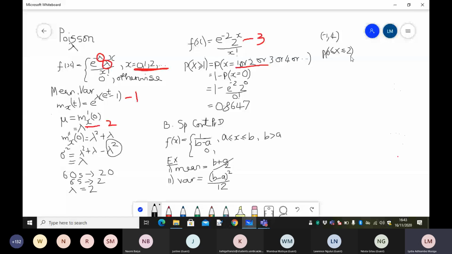Okay, so first of all, let us find the PDF, f of x. As long as we know the interval, then we know that it will be given by 1 over b minus a, where b is greater than a. So this will be equal to 1 over 4 minus negative 1. So it will be equal to 1 over 5.